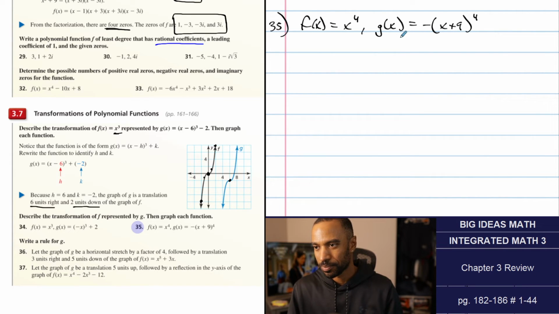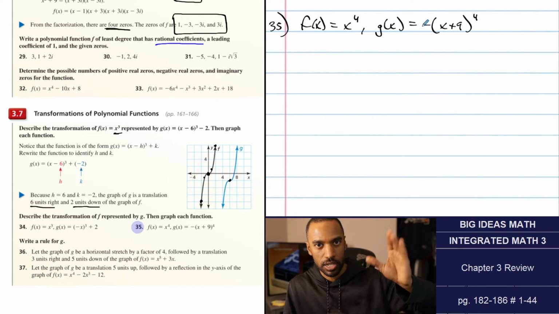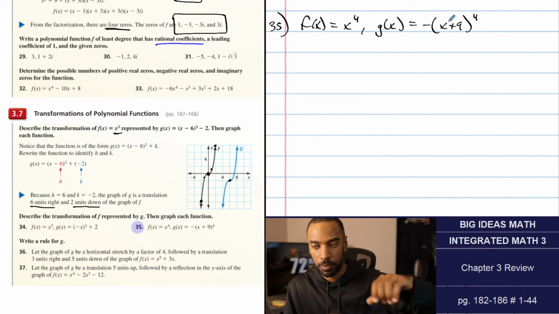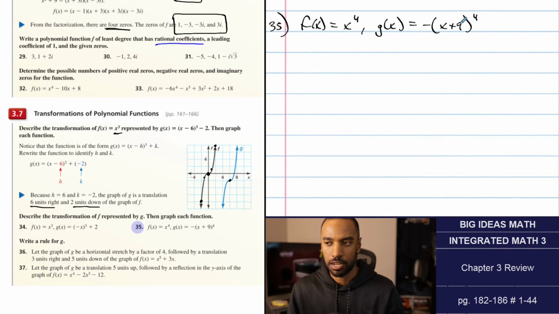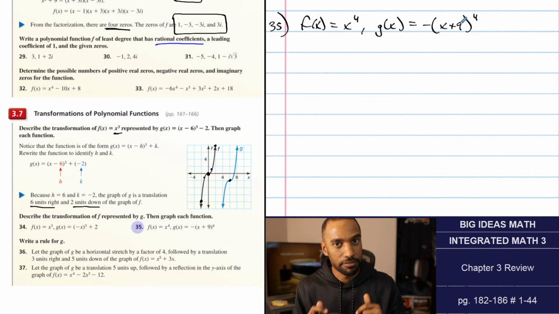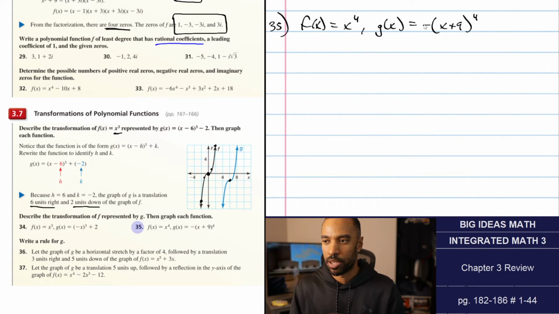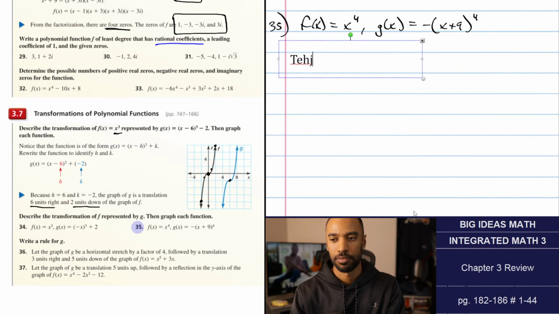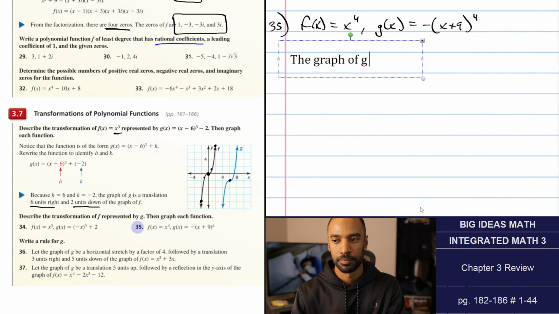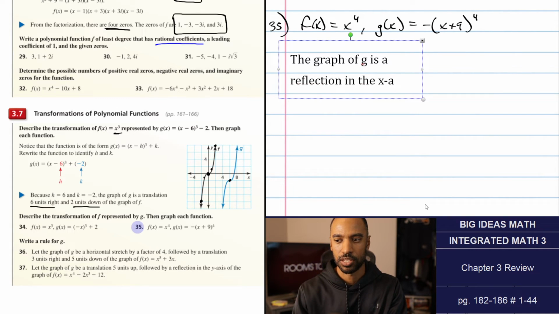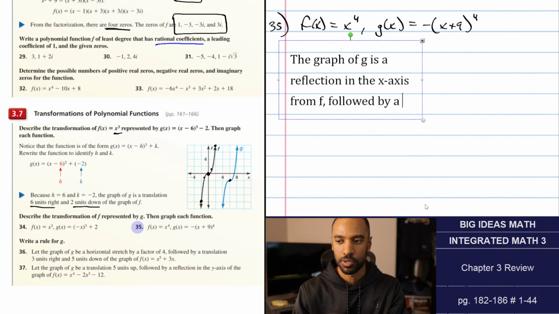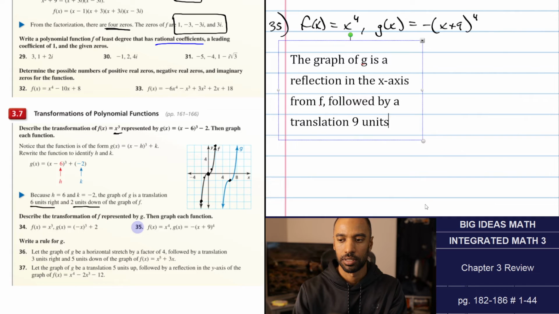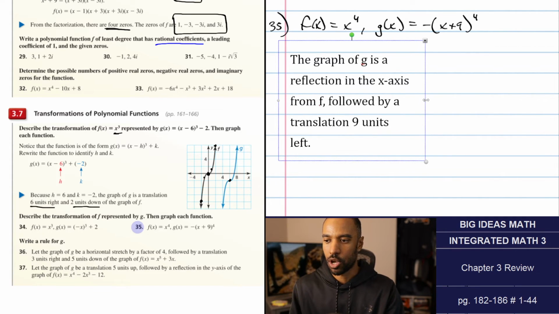I'm on number 35. All right, this negative on the outside means a reflection in the x-axis because it affects y. So it's going to take what's kind of a parabola for x to the 4th and flip it over. But the 9 on the inside, the plus 9, means horizontal translation. This actually means 9 to the left instead of 9 to the right. So that's going to be our description of these two things here. Start with the reflection. So the graph of g is a reflection in the x-axis from f, followed by a translation 9 units left. So we got those two things going on.